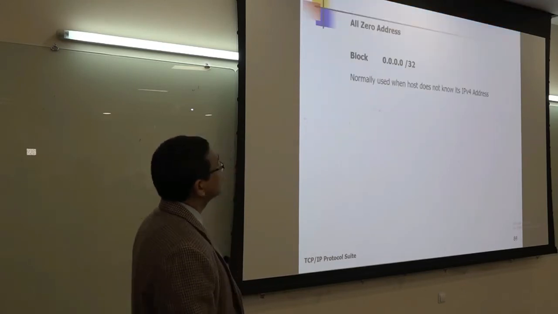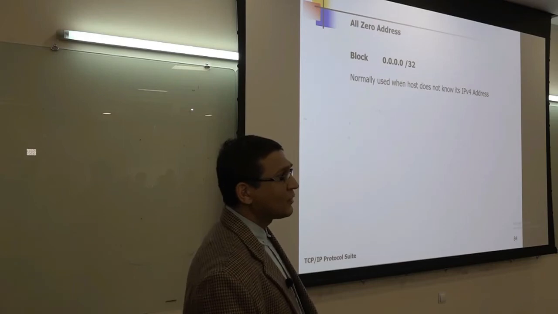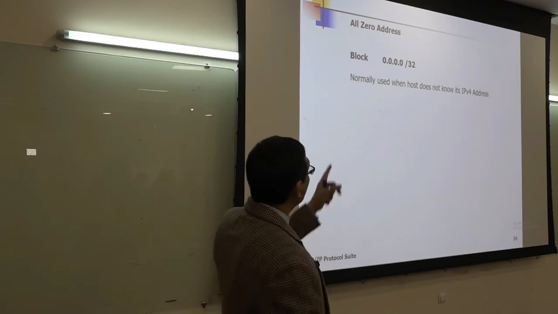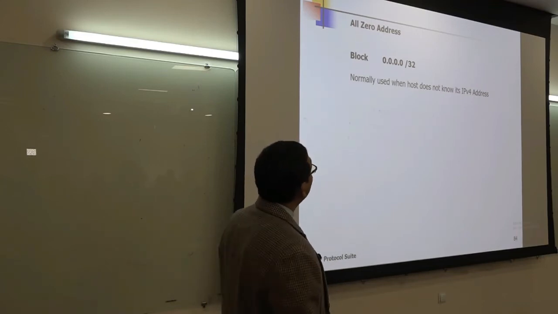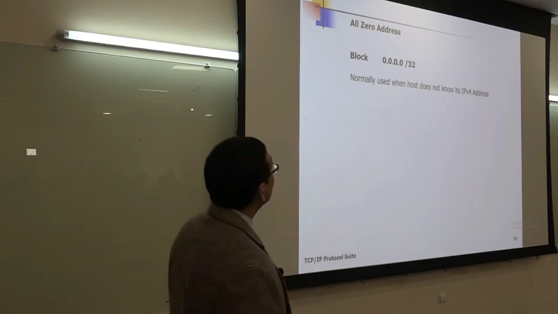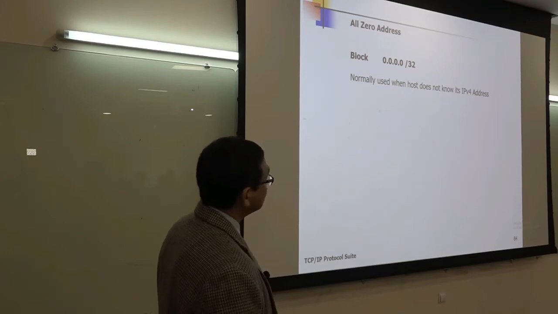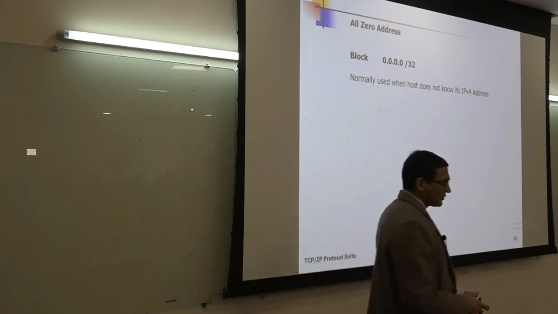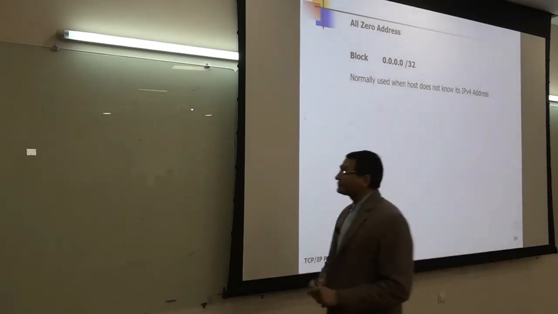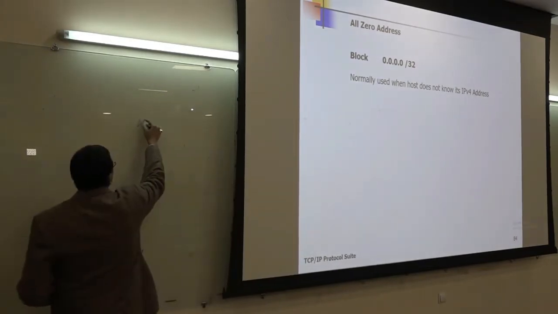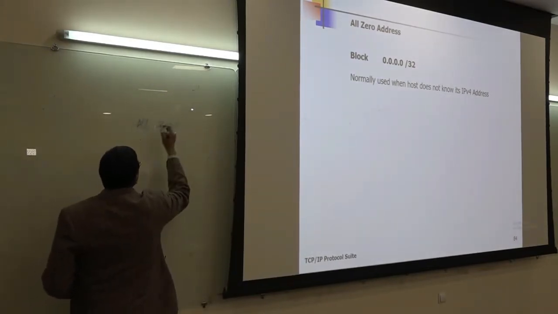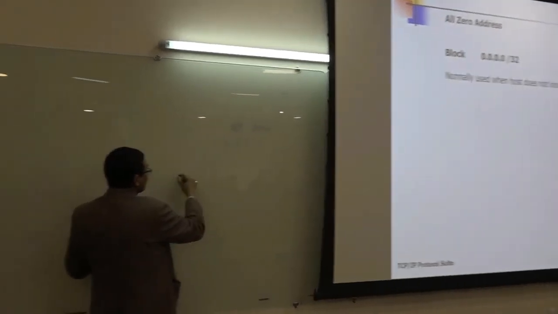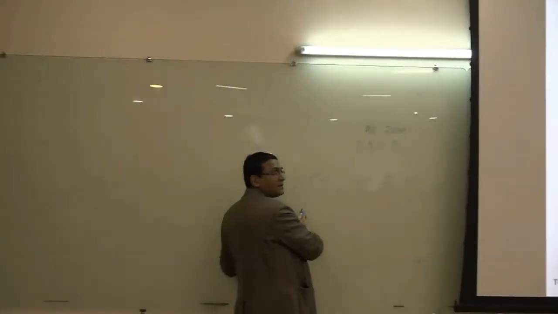The first address is the all-zero address, where we write all the 32 bits equal to 0, meaning 0.0.0.0. This block is said to be a special block, and this address is special. Now we are using this address for two purposes. The first purpose is to find its own IP address.